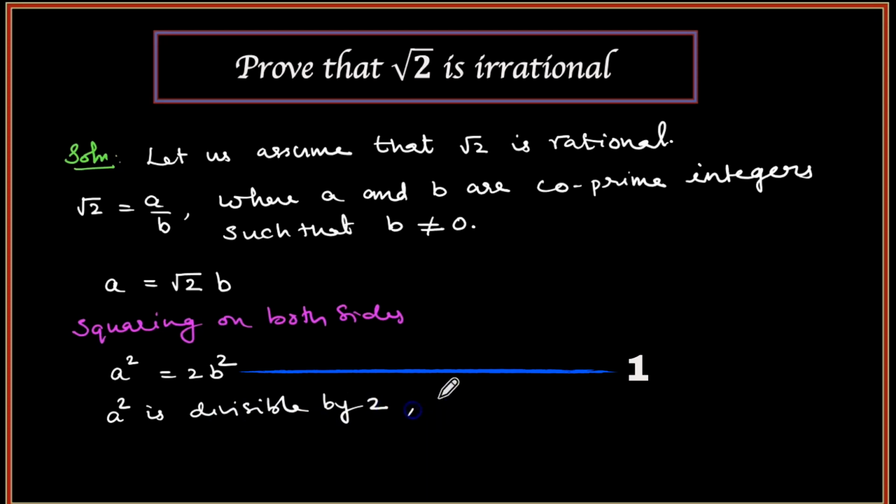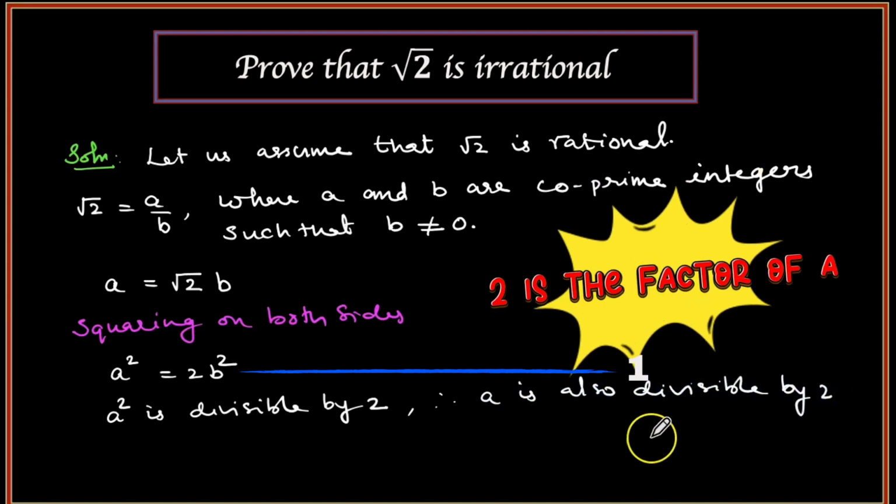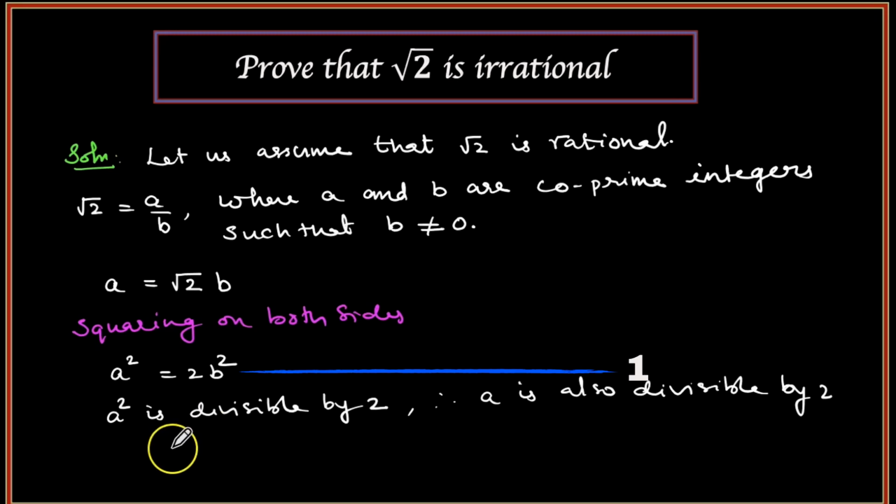So in that, a square is divisible by 2. So a is also divisible by 2, which means 2 is a factor of a square, then 2 is a factor of a also. Now see the second part of the problem.